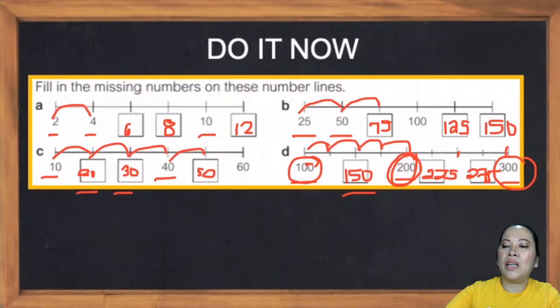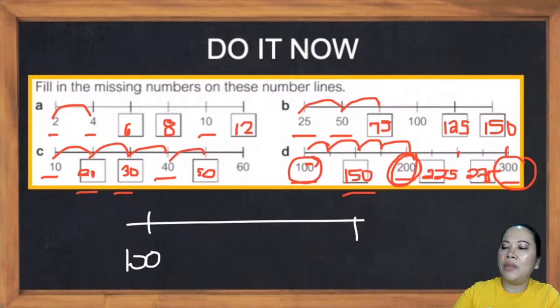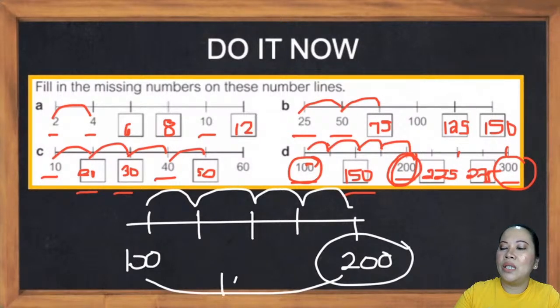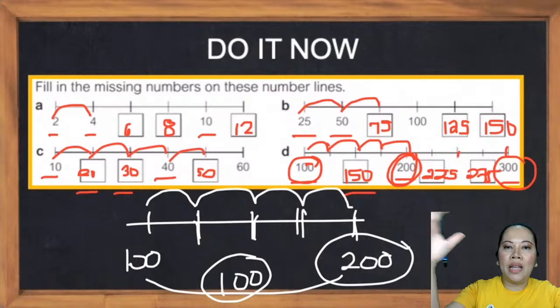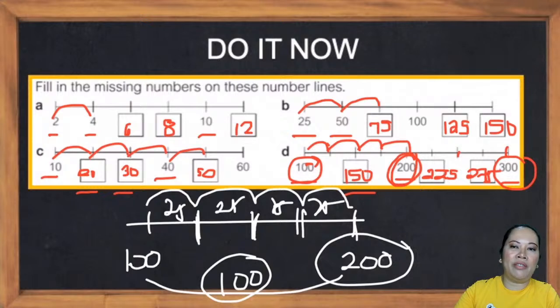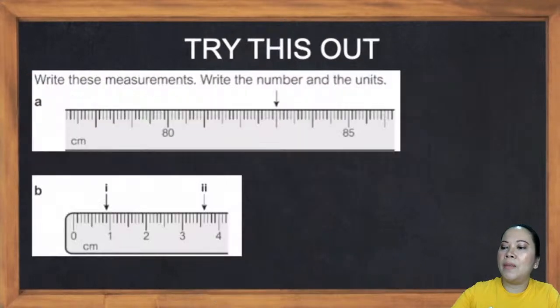So how do we do that? Simple. If you have 100, and then you have 200, and there are 1, 2, 3, 4 scales before you reach 200, and the distance between 100 and 200, or the difference, is actually 100, right? So you divide 100 by 4 parts because the whole scale there is 100. That means each scale is actually 25, 25, 25. All right, so let's proceed.